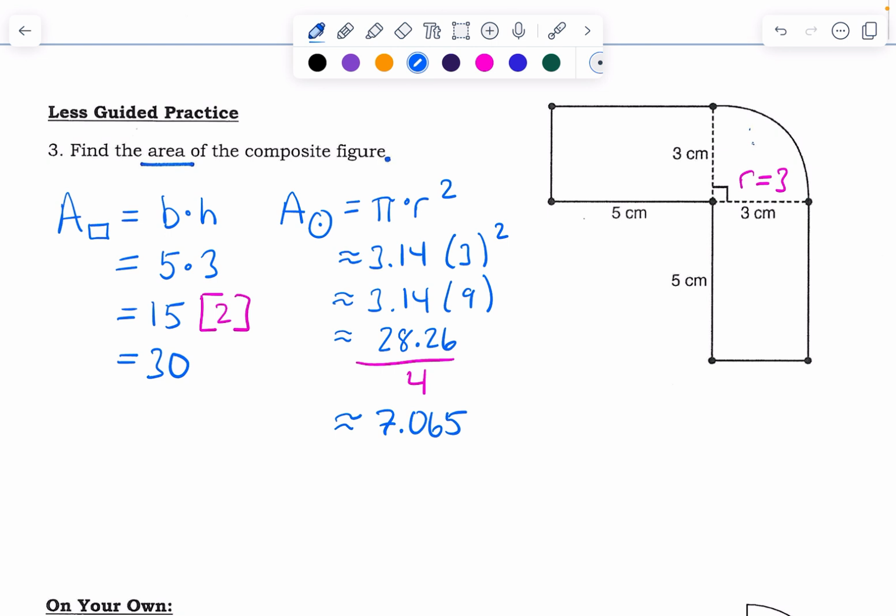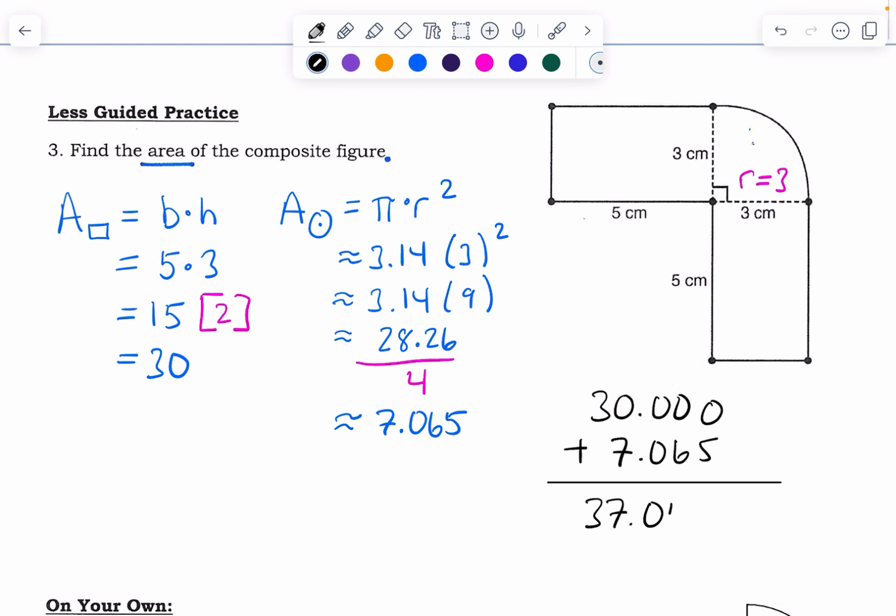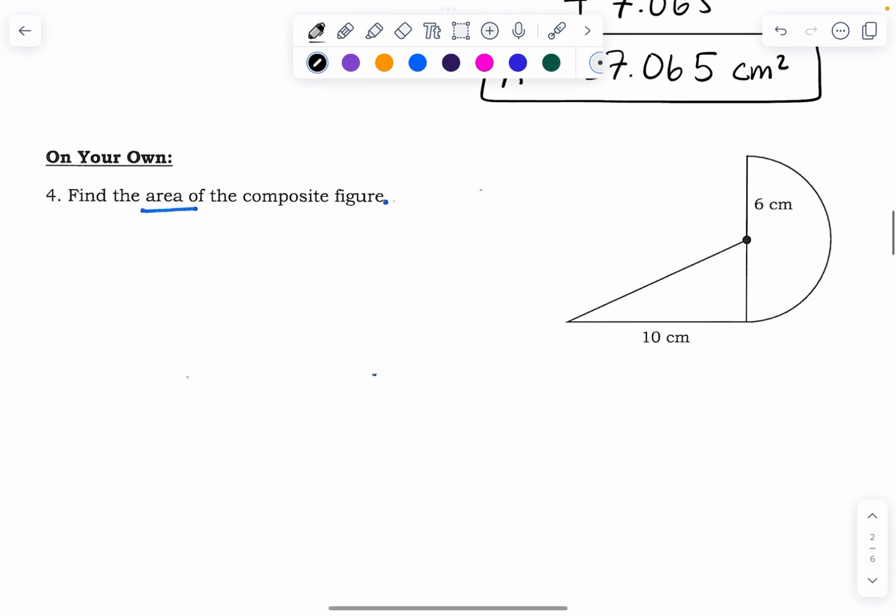So now I found the area of the 2 rectangles, and I'm going to add that to the area of the quarter of a circle. It doesn't really say to round to the tenths or hundredths place, so I just kept all of the digits. So, ladies and gentlemen, my final answer is area equals 37.065 centimeters squared. Bam. Number 4, find the area of the composite figure.